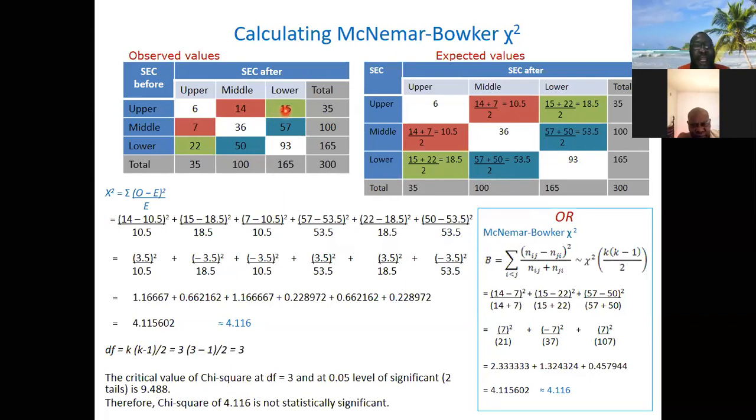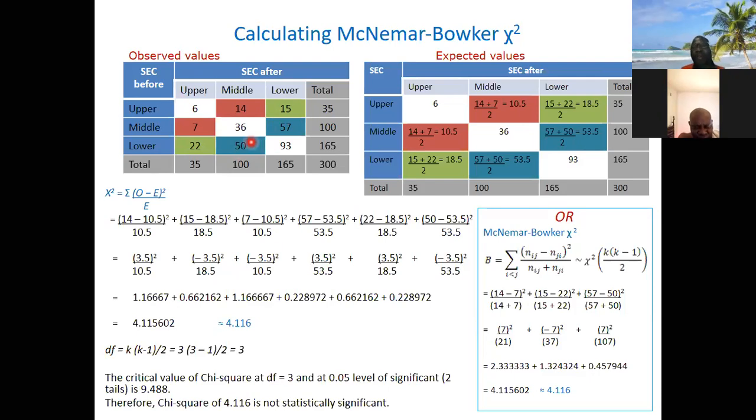Then the green are these 15, they were upper before, they became lower. And these 22, they were lower before, they became upper. So movement between upper and lower, they are a pair, even though they didn't touch one another, they are opposite. Now the last pair: look at this 57, middle before and lower after, and this 50, lower before and middle after. This one is the movement between middle and lower.